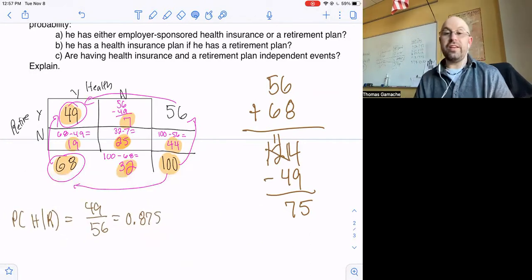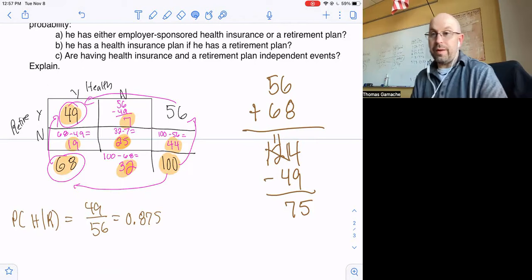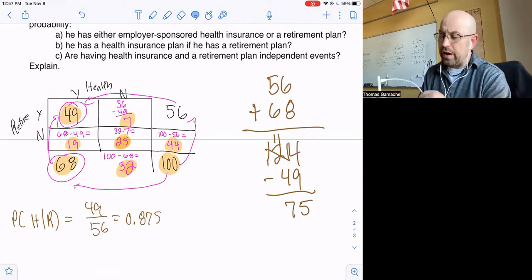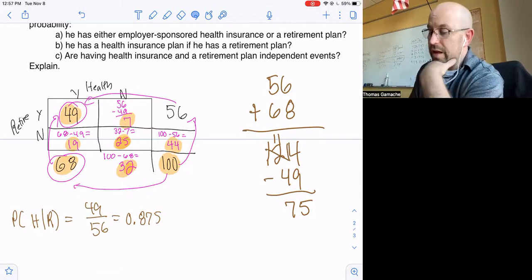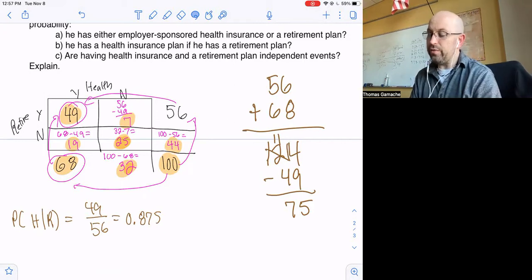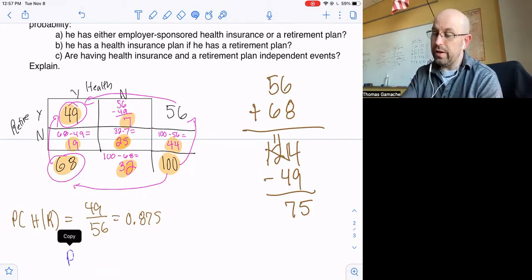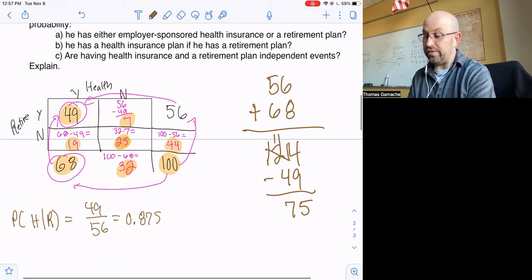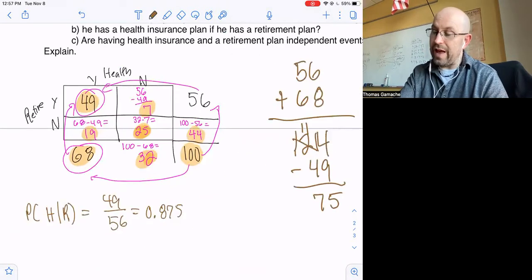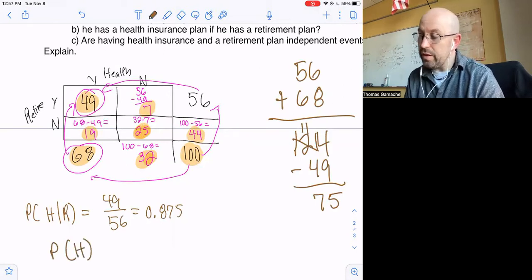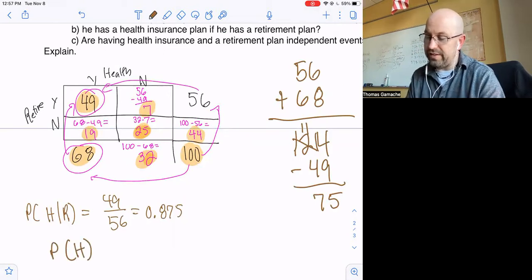All right, now part C. This is where people get tripped up and they have to talk about independence, but don't worry, we can do this. Now for the independence aspect, right? Let's take a look. There are a couple ways we can prove this. We can do the probability. We can actually even use the answer we just did here. The probability of having health insurance, right, is, look, everyone who has health insurance, that's 68 out of 100, 0.68.